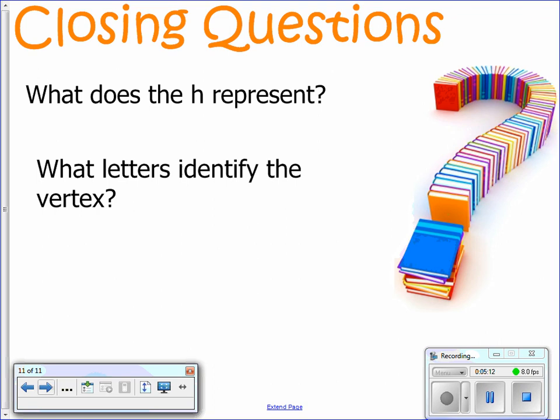So what does the h represent? The h represents the axis of symmetry. What letters are the vertex? h, k.